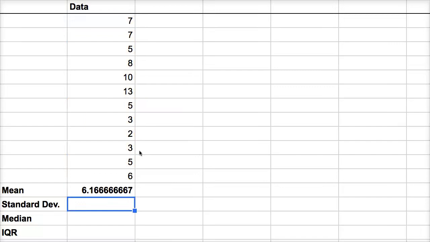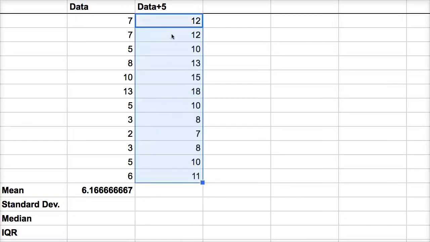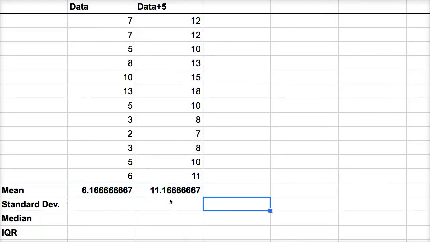Now let's think about what happens if I take all of that data and if I were to add a fixed amount to it. So if I took all the data and if I were to add 5 to it. So an easy way to do that in a spreadsheet is you select that, you add 5, and then I can scroll down. And notice, for every data point I had before, I now have 5 more than that. So this is my new data set, which I'm calling data plus 5. And let's see what the mean of that is. So the mean of that, notice, is exactly 5 more.